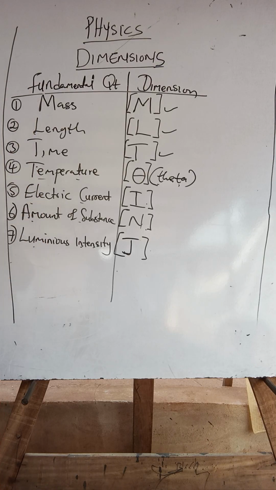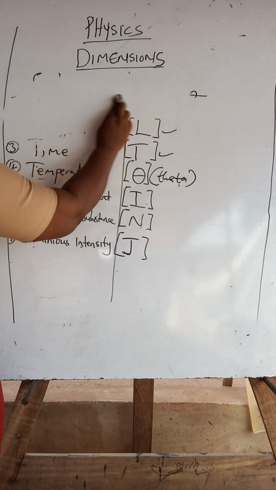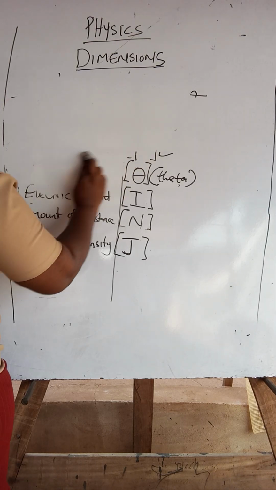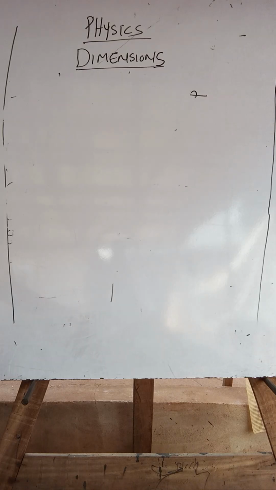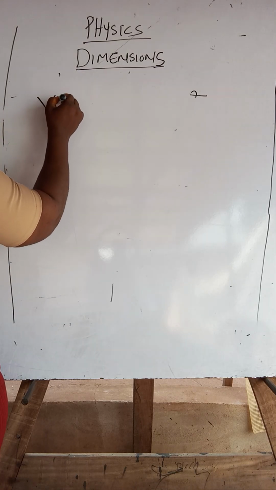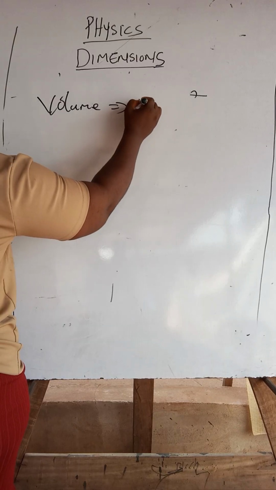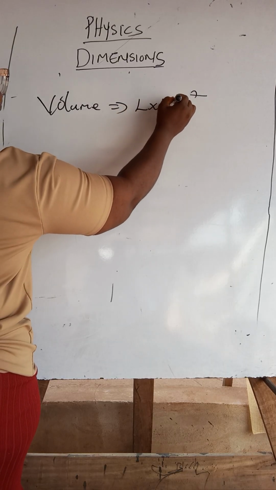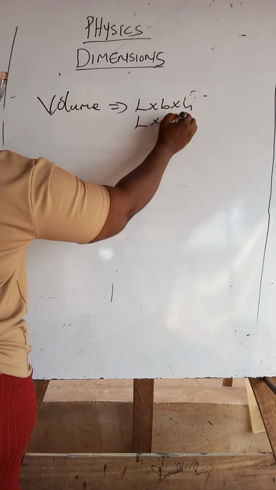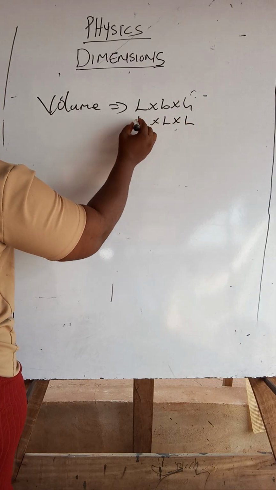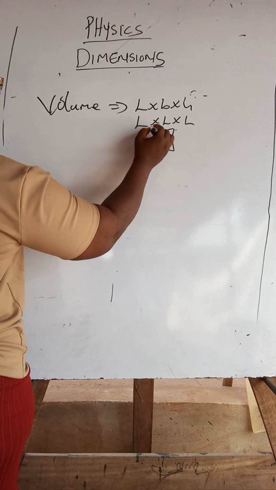All right, let's see how to get dimensions of other physical quantities. Let me start with volume. Volume consists of length times breadth times height, which is length times length times length, and the dimension of volume is going to be L cubed.